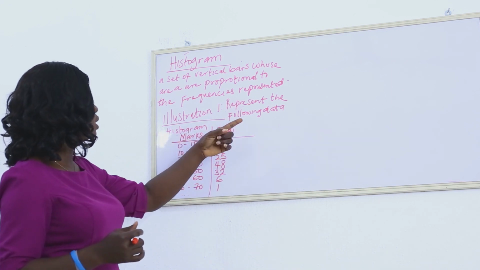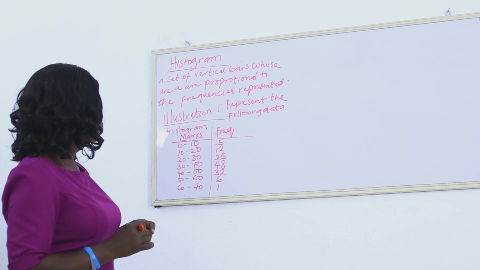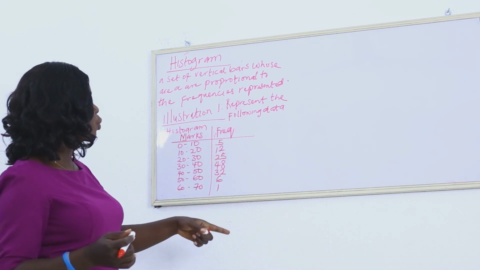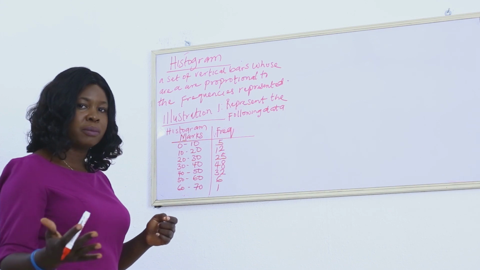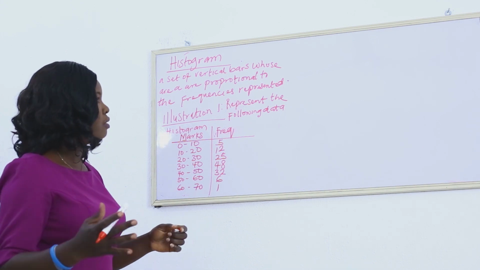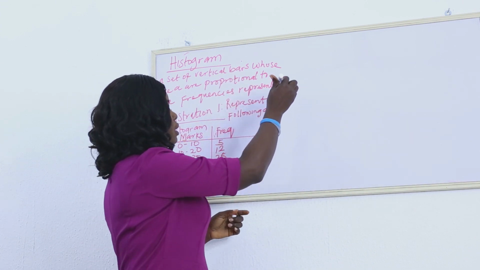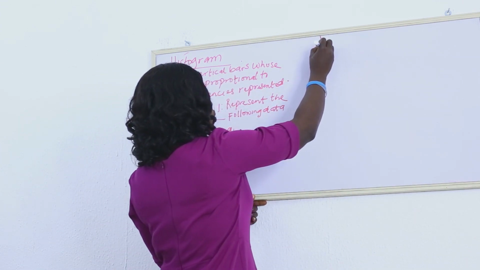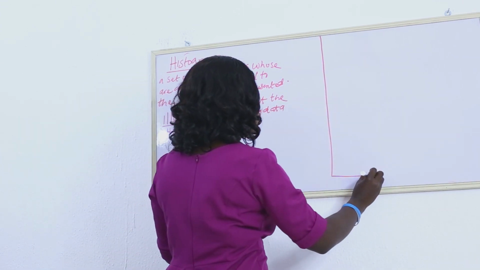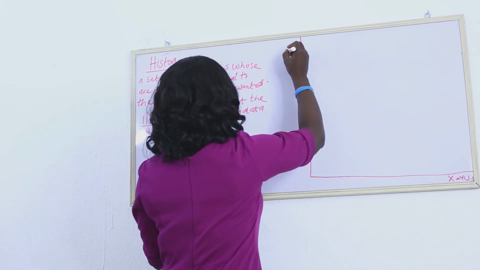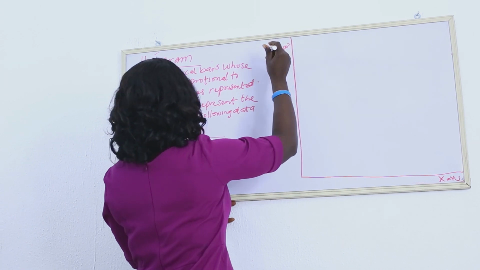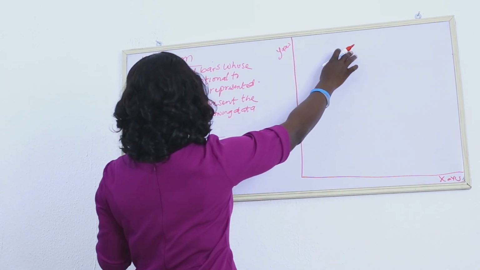The illustration says represent this in a histogram, and these are the marks and frequencies. Histograms are slightly different from bar diagrams. I'm going to represent it on a histogram now. Don't forget we have an x-axis and a y-axis, and we should give it a suitable title.